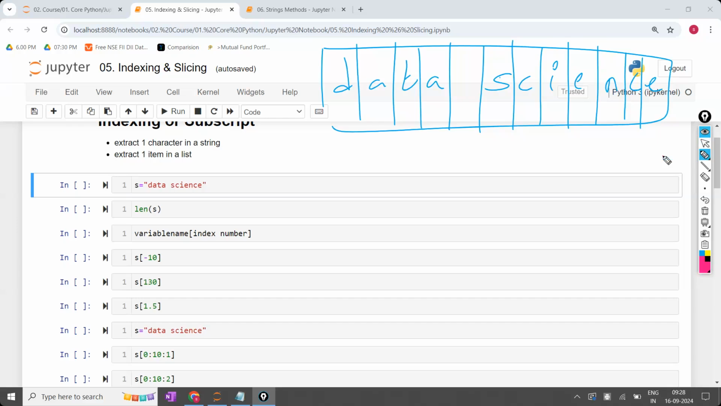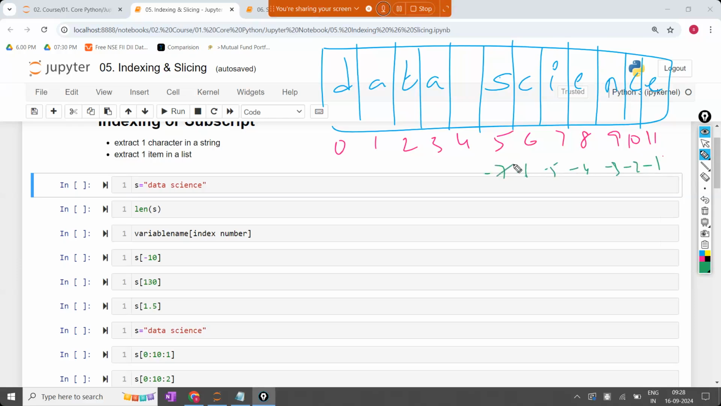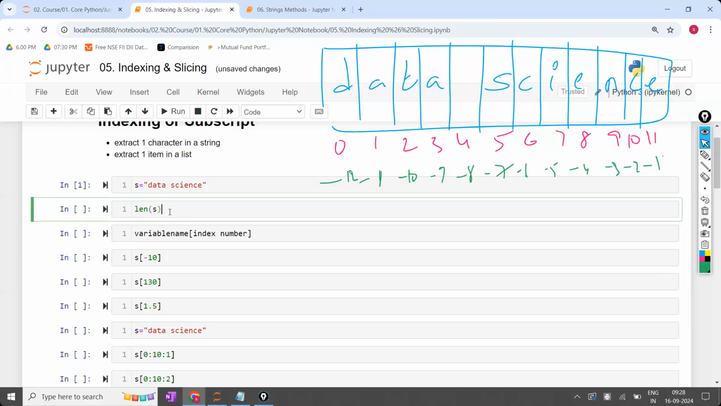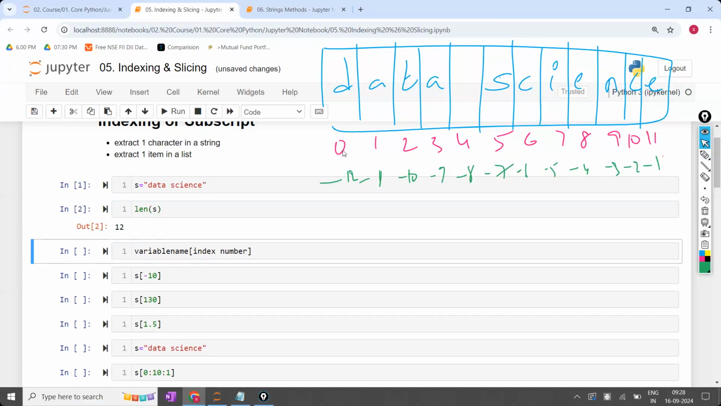Done. Now coming to data science, the index numbers are 0, 1, 2, 3, 4, 5, 6, 7, 8, 9, 10, 11. And in a similar way, the minus index is minus 1, minus 2, minus 3, minus 4, minus 5, minus 6, minus 7, minus 8, minus 9, minus 10, minus 11, minus 12. Now, first let me check how many characters are there here. How to check the number of characters? By writing the length of S: 12 characters. So the index starts from 0 to 11, that is length minus 1.